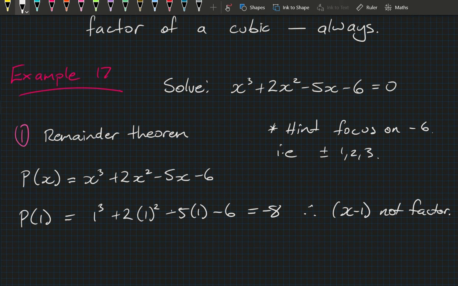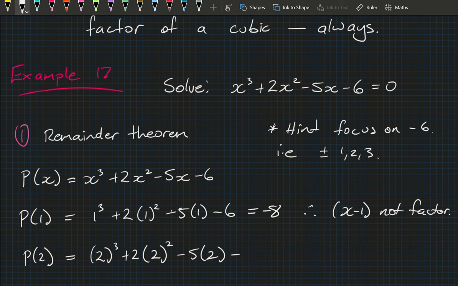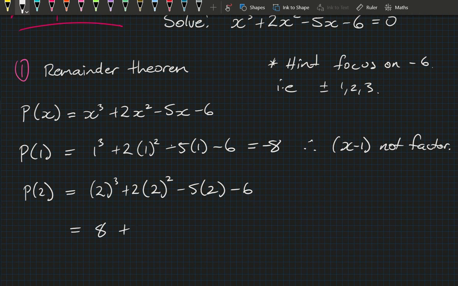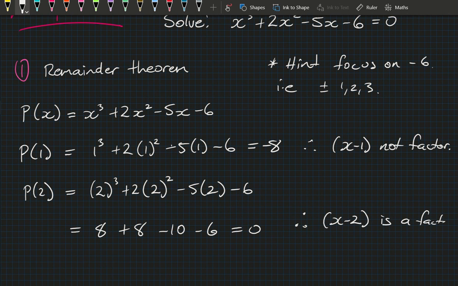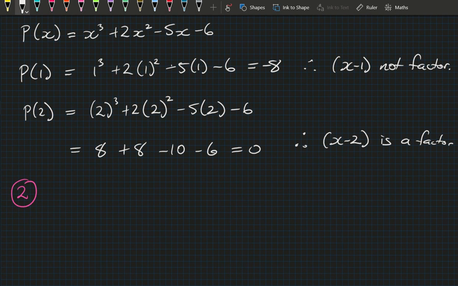And of course I say x minus 1 because it's x minus what we've subbed in for x here, okay? So polynomial at the value of 2 is equal to 8 plus 8 minus 10 minus 6, which is 0. So because we've put 2 as our x value in the polynomial, that means that x minus 2 is a factor. So we've done step 1, we've found a factor. So let's do step 2, which is the long division.